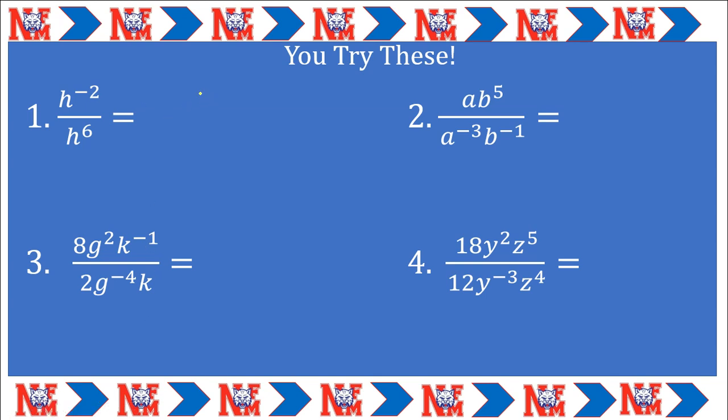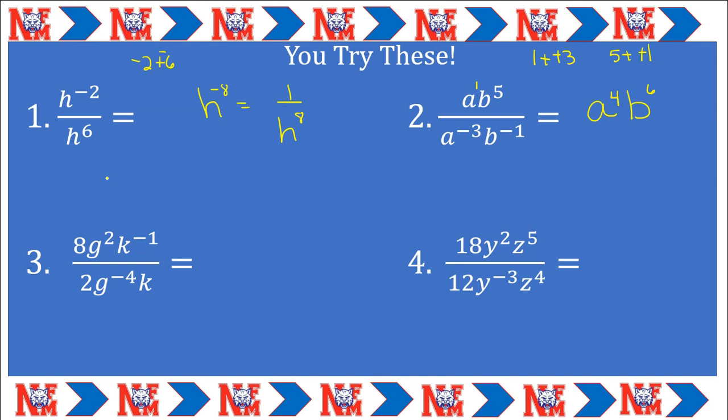Okay, so here we have h, and we have negative 2 minus 6. That gives us negative 8. We will reciprocate and have 1 over h to the 8th. Number 2, we have the a's, so I'm going to put my positive 1 there. So I have 1 minus negative 3 gives us positive 4. Then we have a base of b. 5 minus negative 1. We have a power of 6, and everybody's positive.